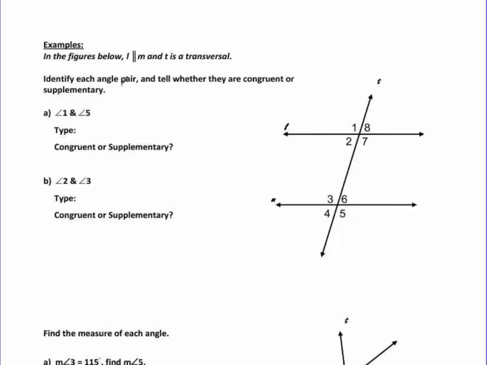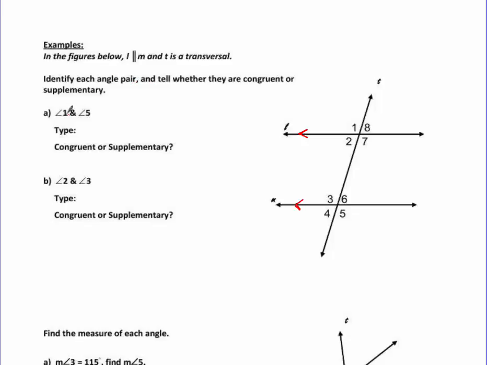All right, so let's do a couple examples of the kind of thing we're going to have to do with these. So example 1 says, in the figures below, L is parallel to M and T is a transversal. So as soon as I know that L is parallel to M, I need to go to my picture and add these little symbols that tell me those two lines are parallel, because without parallel, none of the little postulates you just learned matter. So identify each angle pair.